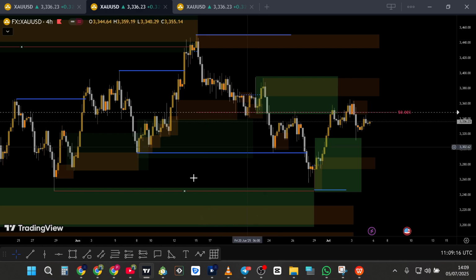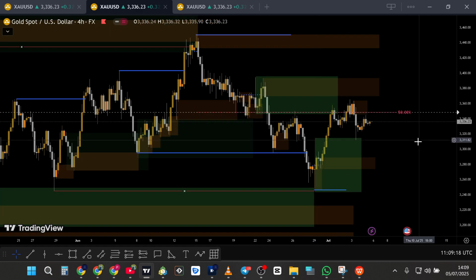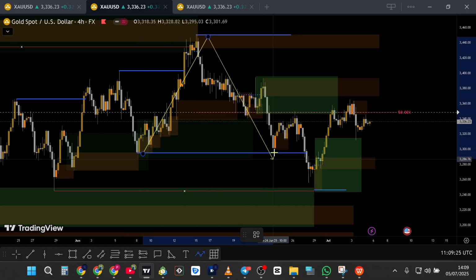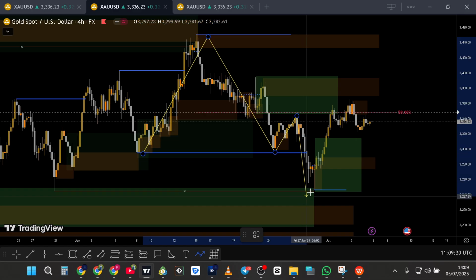4 hour, also in that kind of range. Now 4 hour is a bit clearer because you see this low was broken, and this pullback right here has just been breached. So after the break of that low, we have this pullback, and then price came down to mitigate that demand that we saw on the daily.